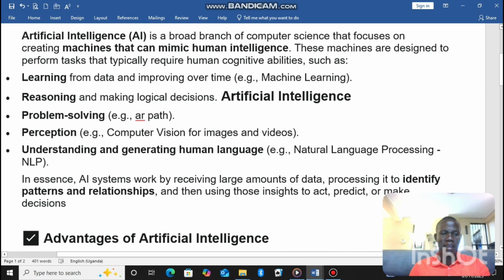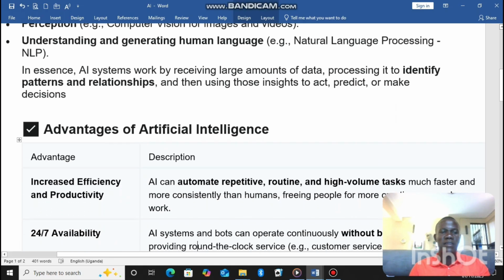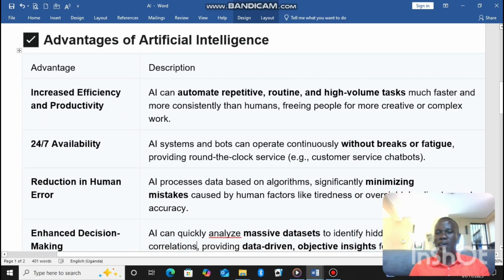In this sense, ladies and gentlemen, AI systems work by receiving large amounts of data, processing it to identify patterns and relationships, and then using those insights to act, predict, or even make decisions. Now, from this point, I want to share with you, still on this aspect, that it is very important for us to look at the advantages of artificial intelligence. It is just like we're also looking at its uses. How does it help us?